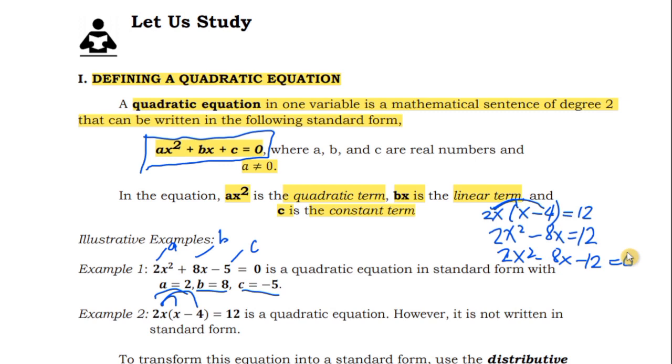So that's 1. It is divisible by 2, so we now divide all by 2. We come up with 2 over 2, which is x squared, negative 8 over 2 is negative 4x, then minus 6 equals 0. So a now is 1, b is negative 4, c is negative 6. That is the answer to the given.